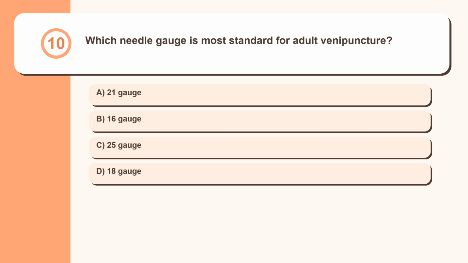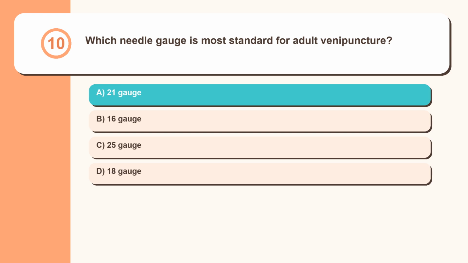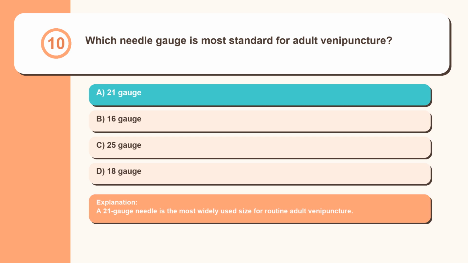Question 10. Which needle gauge is most standard for adult venipuncture? 21 gauge, 16 gauge, 25 gauge, 18 gauge. A 21 gauge needle is the most widely used size for routine adult venipuncture.